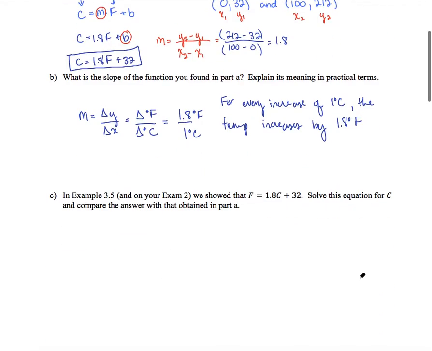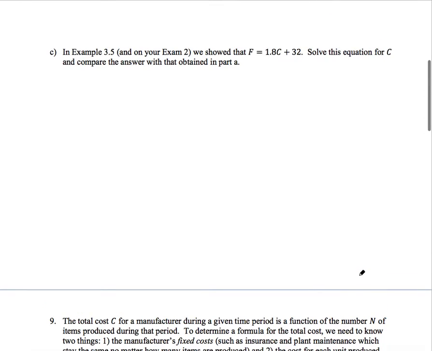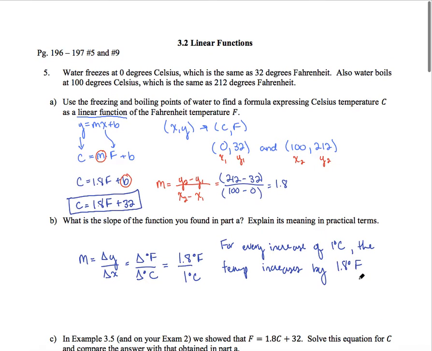We'll skip question C for now because you haven't actually taken your exam yet. All right. And we'll do exercise 9 in the next video. But I hope that you are able to see how, from a word problem, we were able to write a linear function based on 2 points.